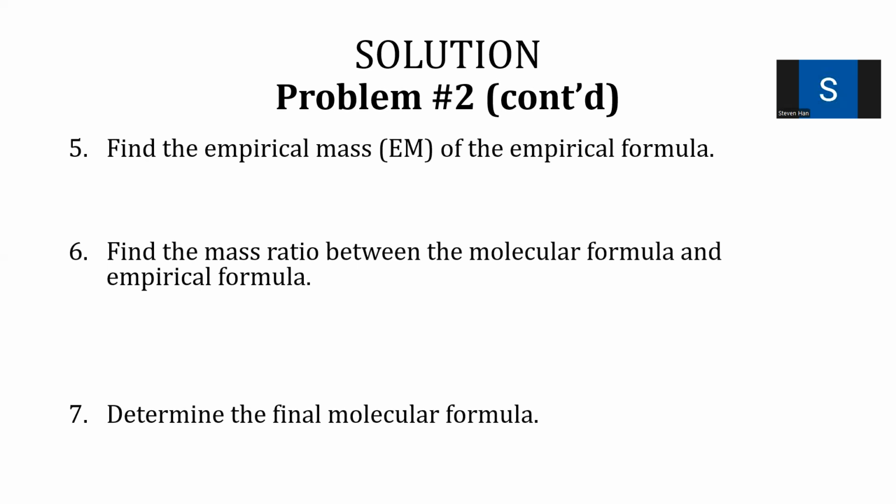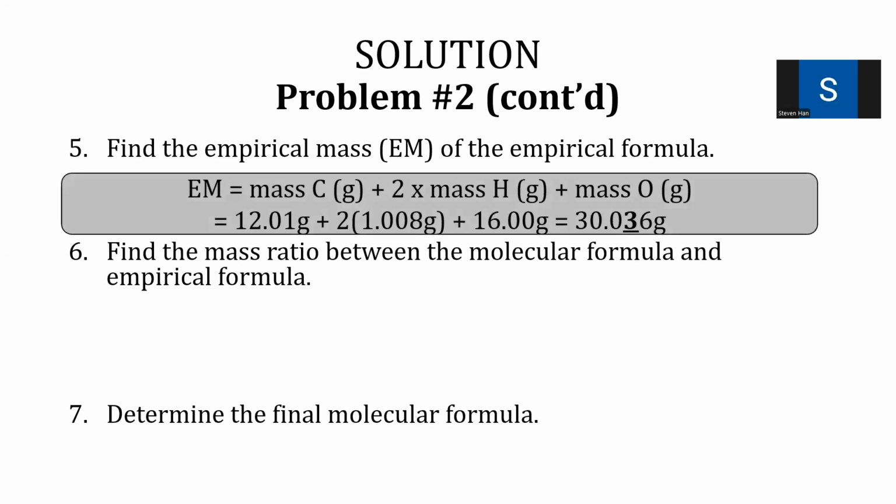Next, finding the empirical mass of the empirical formula is done by adding the atomic mass of C, H, and O, respectively, in terms of grams per mole. The atomic masses are 12.01 grams per mole for carbon, 1.008 grams per mole for hydrogen, and 16 grams per mole for oxygen, for an empirical mass of 30.036 grams.